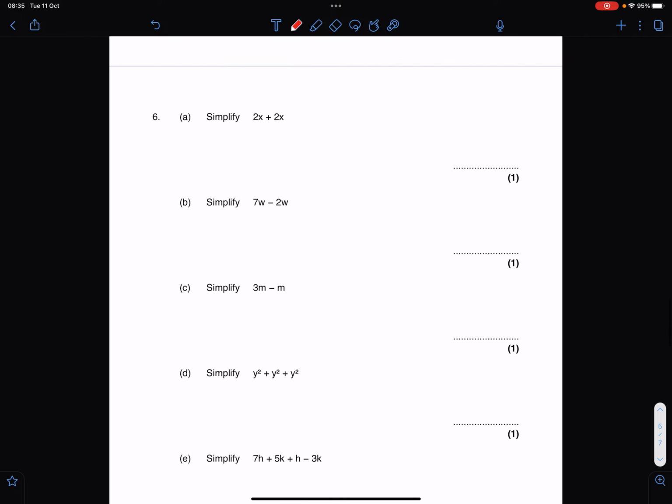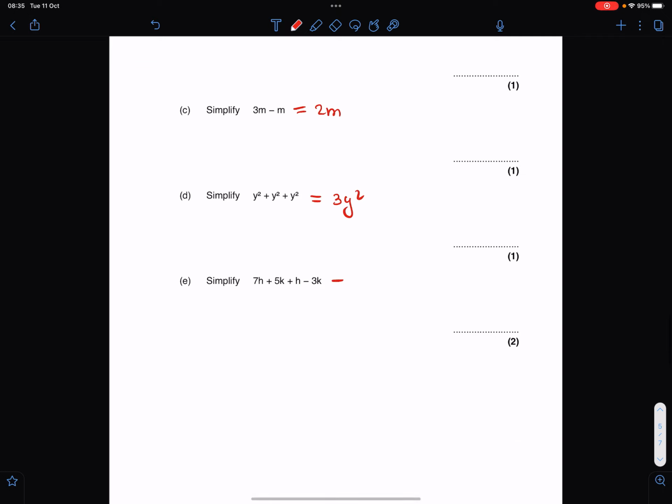Alright, so quickly let's just finish this. First one going to be all together 4x. This one going to be 5w. This going to be 2m. This going to be 3y squared. As you can see, y squared, not 3y to the power of 6, okay?